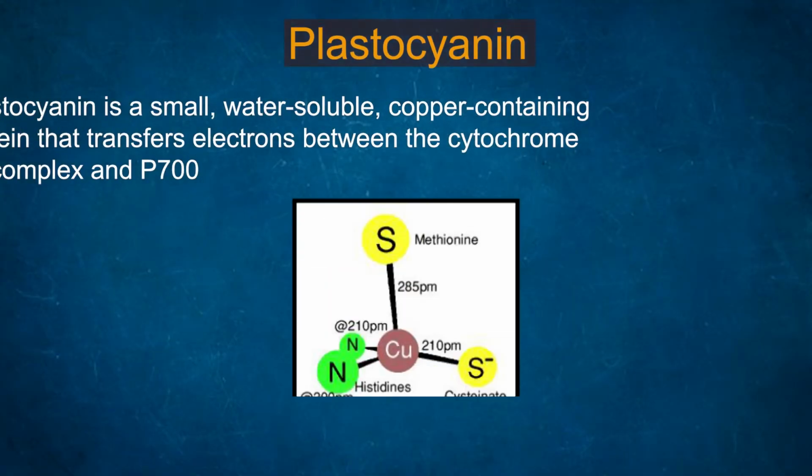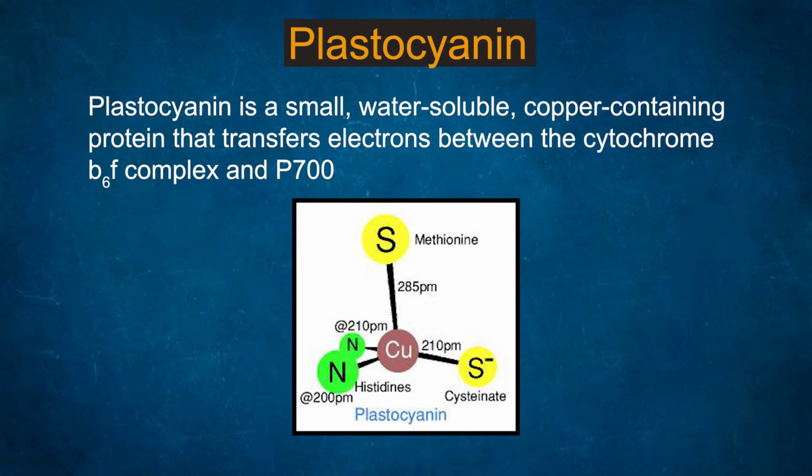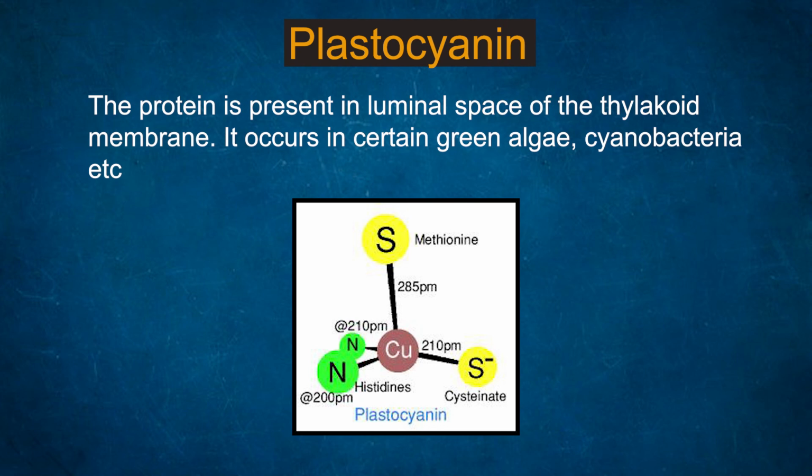From plastocyanin, the electrons flow towards photosystem 1. Plastocyanin is the mobile electron carrier, which is a small copper containing protein, water soluble in nature, and transfers electrons from cytochrome B6F towards P700. This protein is present in the luminal space of the thylakoid membrane. It occurs in certain green algae and cyanobacteria and so on.